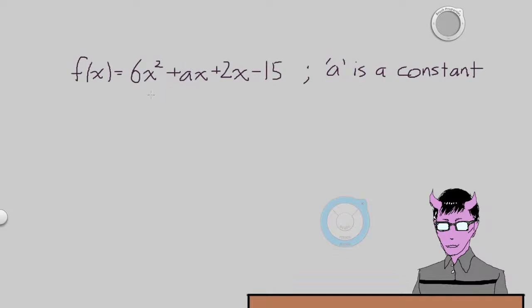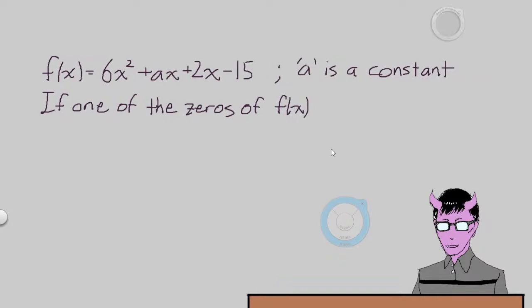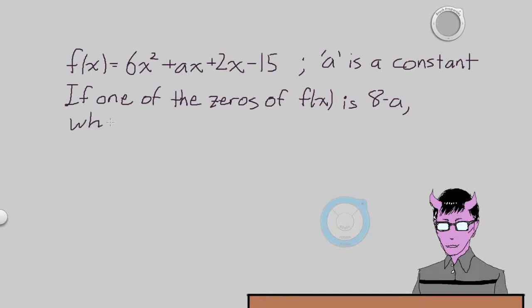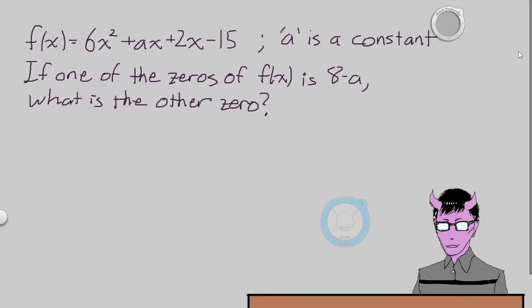Alright. If one of the zeros of f of x is, here's the funny thing, 8 minus a, comma, what is the other zero? So not exactly standard vernacular, but I wrote this as best as I could.